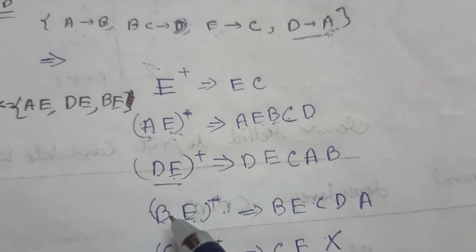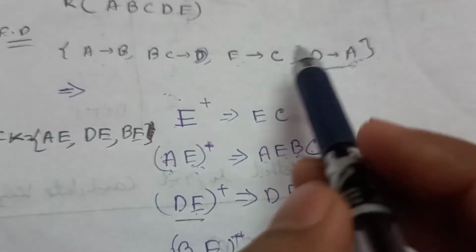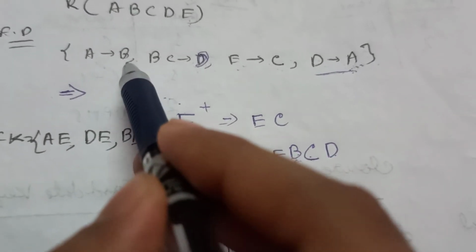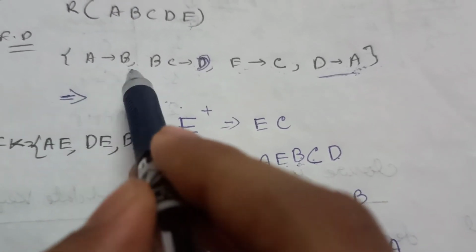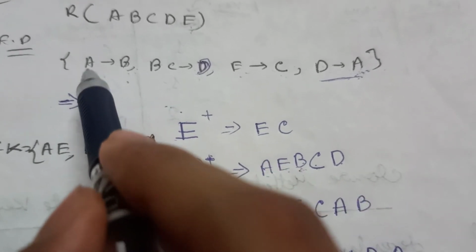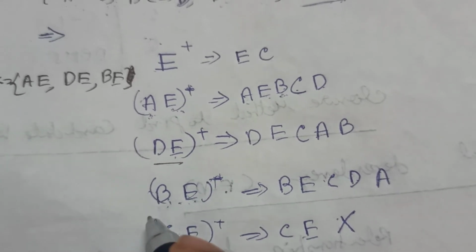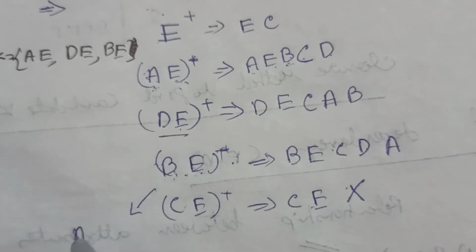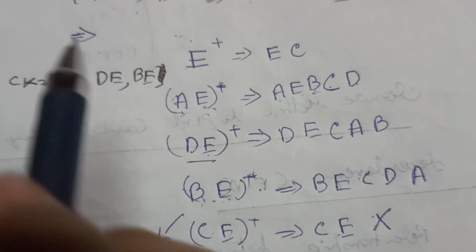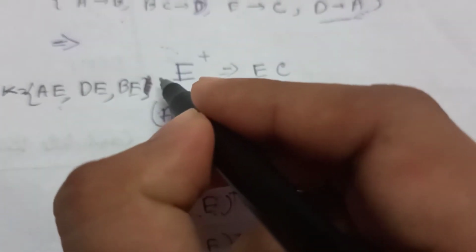Now let's check if B is on the right hand side of any other functional dependency. Here, B is on the right hand side of this particular functional dependency: A can determine B. So then we will replace B with A. If we replace B with A, it will again become AE. We have already written AE inside our candidate keys, so now it is becoming a loop, and we can end this.